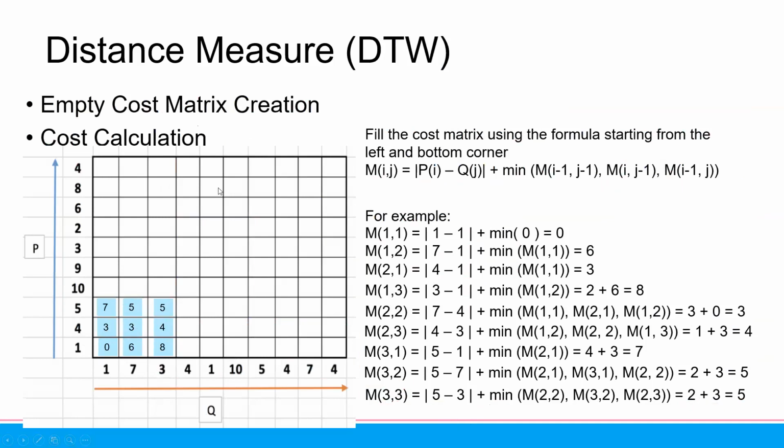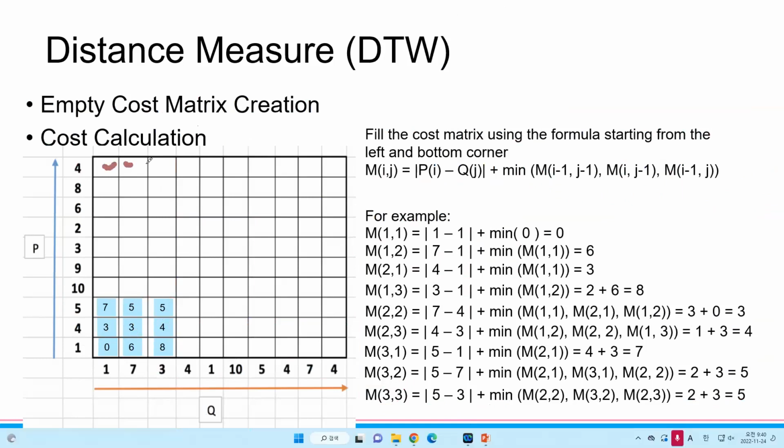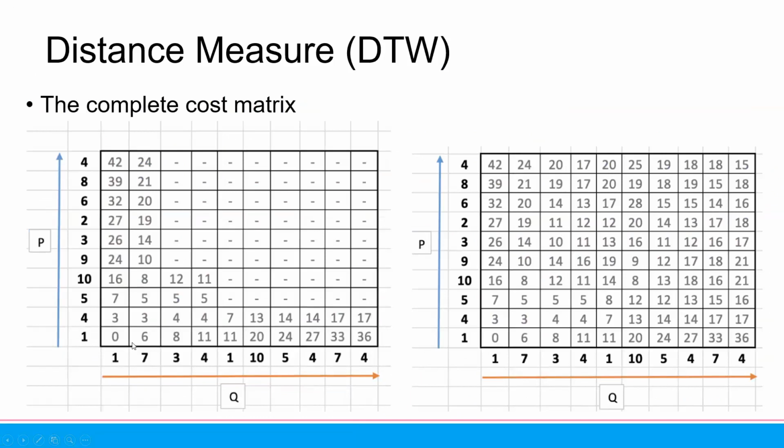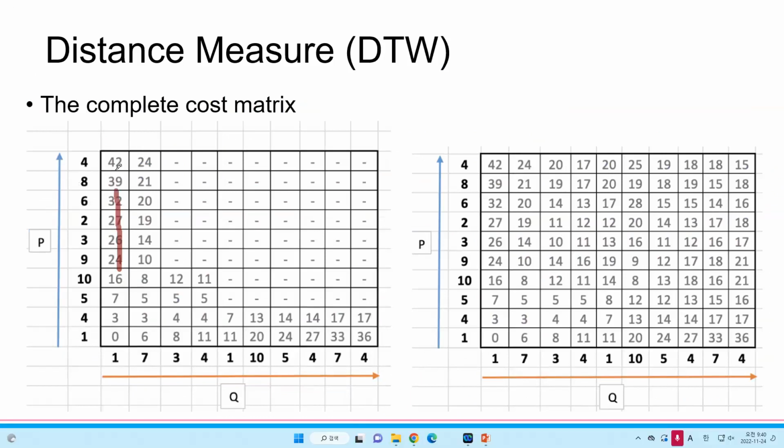So we need to fill in all the numbers. We need to fill in all the cells in this matrix until it is full. You may have it like this one, and then you will fill. Maybe it is easier to fill in with this direction, and then this is the full matrix.